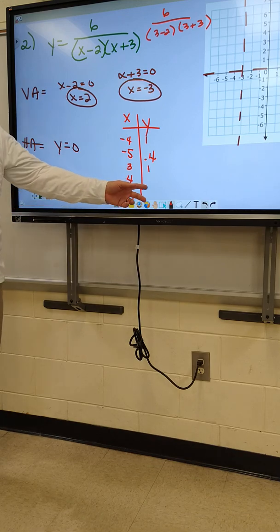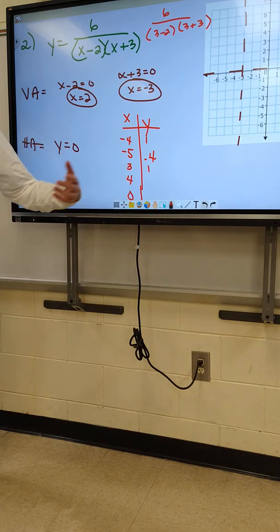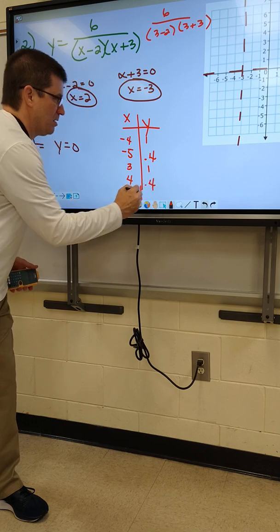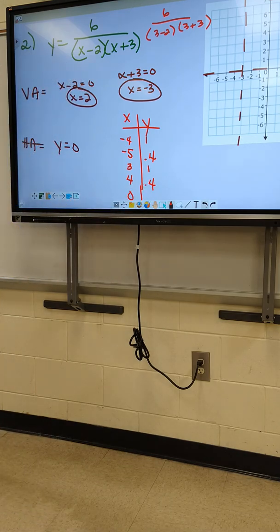I'm betting this next one's going to be 0.4 again. Has anybody tried it? Sunday says yes. Now I'm going to plug in 0. So I got 6 on top. 0 minus 2. 0 plus 3. I got -1. Anybody else get -1?